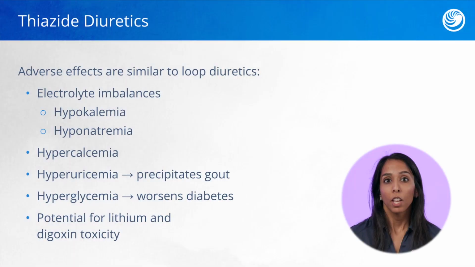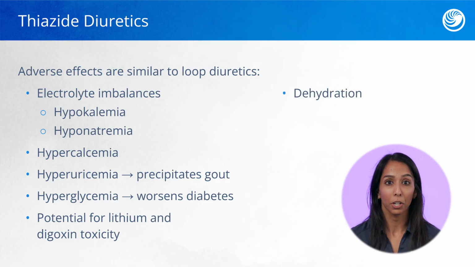On the other hand, the risk of digoxin toxicity increases in the presence of hypokalemia and hypomagnesemia, which we just mentioned are big issues with these drugs. This can cause toxicity to occur even with normal blood levels of digoxin. Now, though the diuretic effect is mild, clients are still at risk for dehydration if excessive fluid loss occurs.